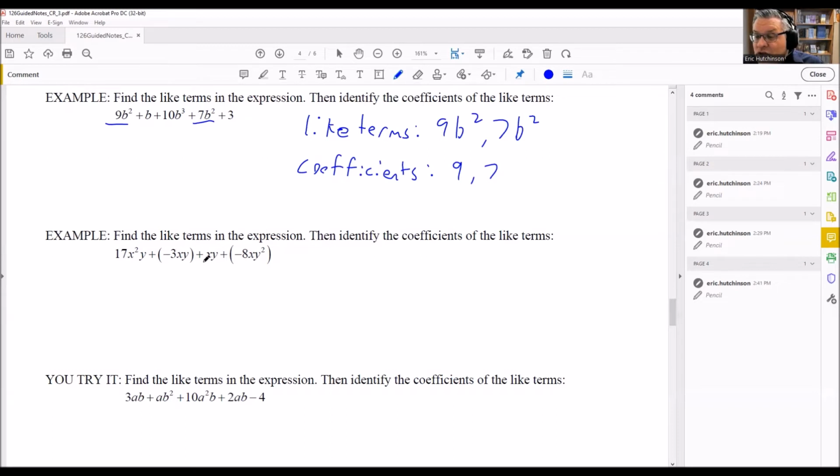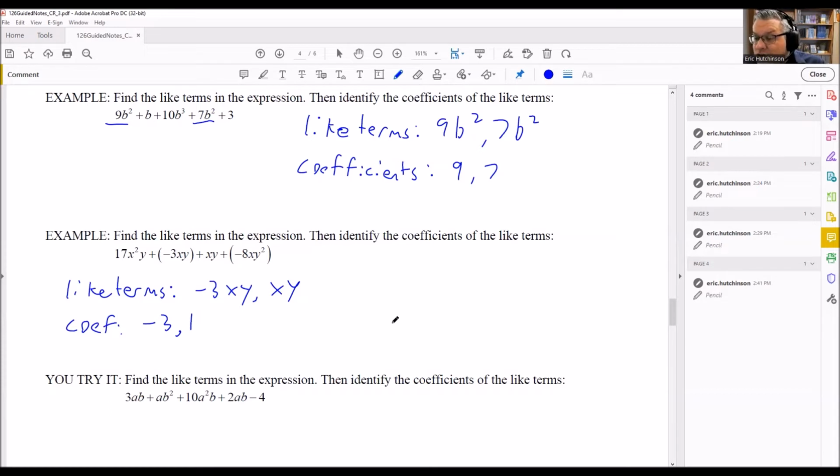However, these two middle terms are. So the like terms here are going to be -3xy and xy. Okay, those are the like terms. The coefficients of these like terms: -3. Now this one, if there's nothing in front, that means the coefficient is going to be a 1. Okay, so you can always put a 1 in front of any number or any expression like this. So the coefficient of the xy there would be a 1.